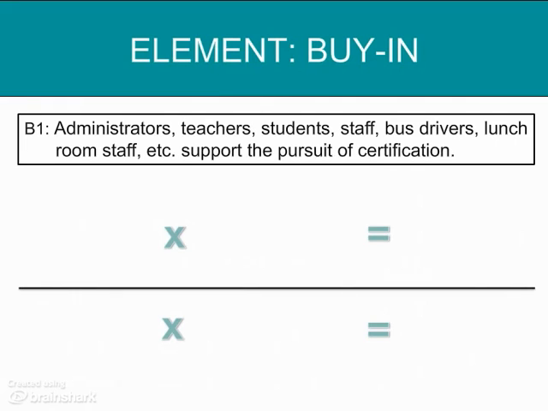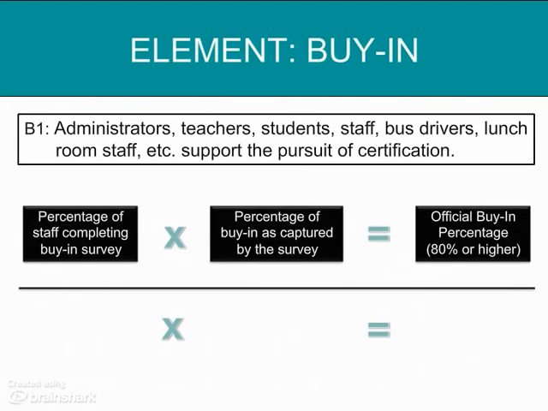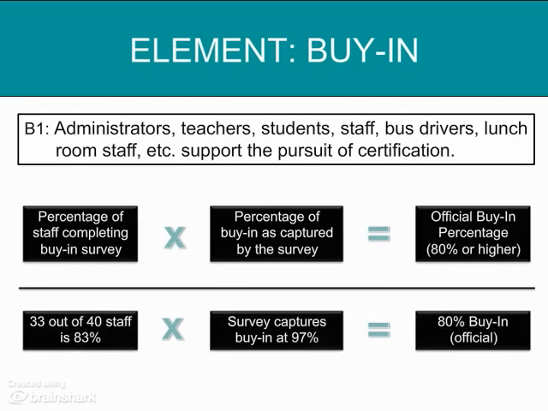The formula for determining buy-in is relatively straightforward. The percentage of all staff who completed the survey multiplied by the level of buy-in captured as a percentage by the survey. Here is one example showing how you would calculate buy-in.